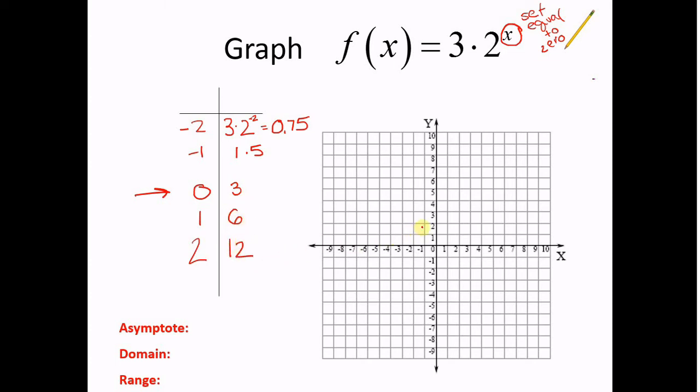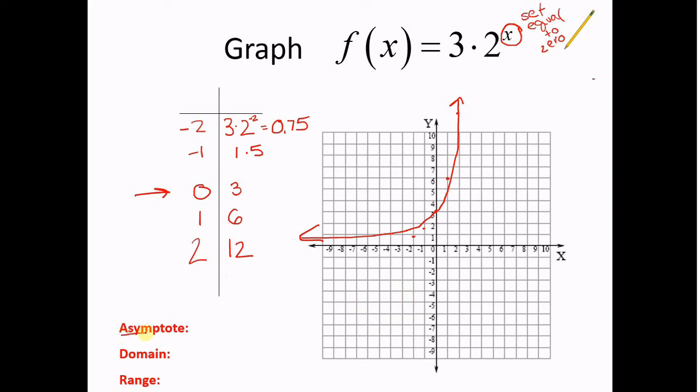Wonderful. So now let's graph those points. -2 is 0.75, so we're going to have one right there. -1, 1.5, that's going to go right there. 0, 3, it's going to go right there. 1, 6 is going to go right there. And 2, 12, that's just going to be somewhere up there. So this graph is going to look something like this.